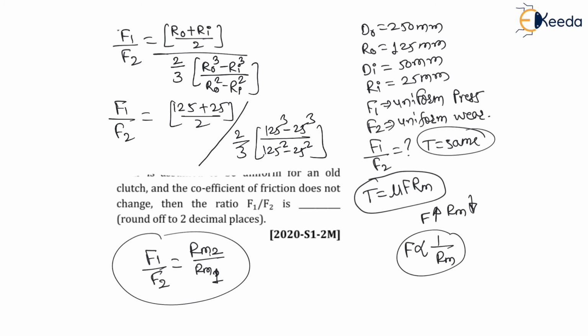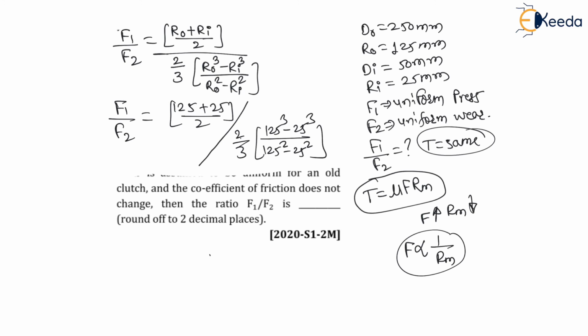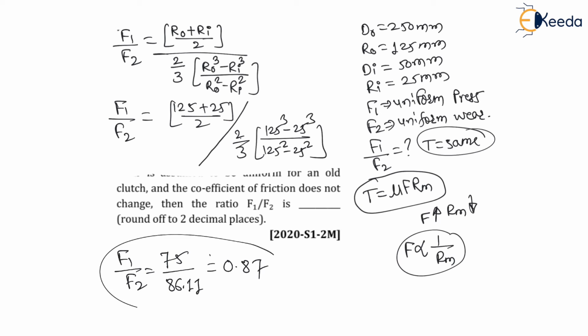Now, my dear students, everything is written here. Now you have to just simplify this and find the ratio. And if I try to simplify this, I am getting the answer. I got the answer of F1 divided by F2, which is equal to 75 divided by 86.11, which is nothing but 0.87. This answer I will get.